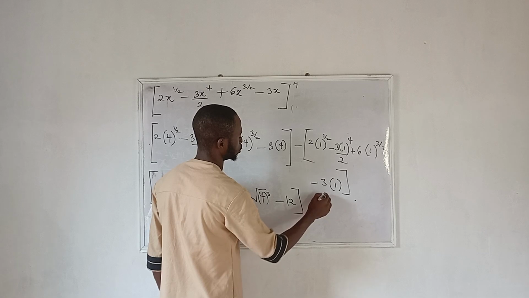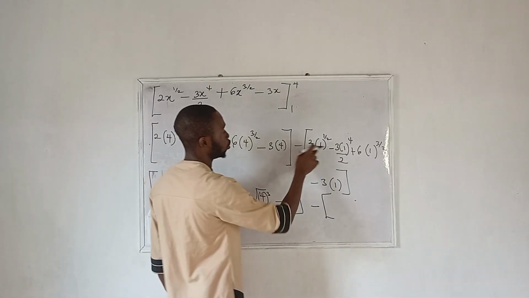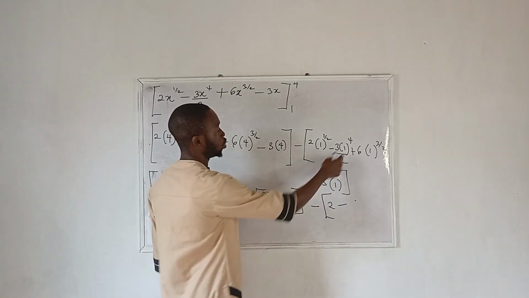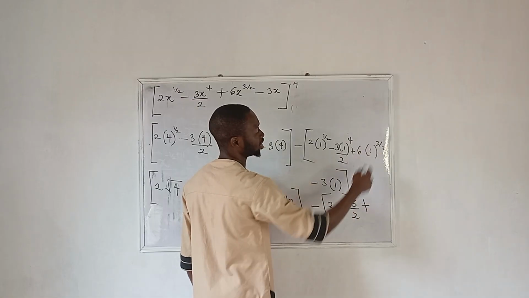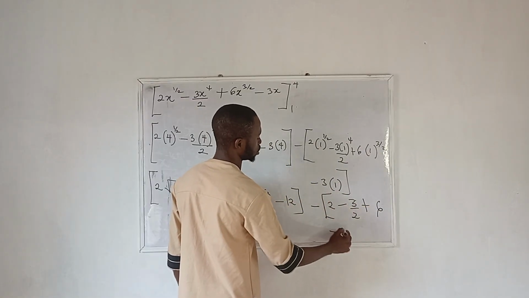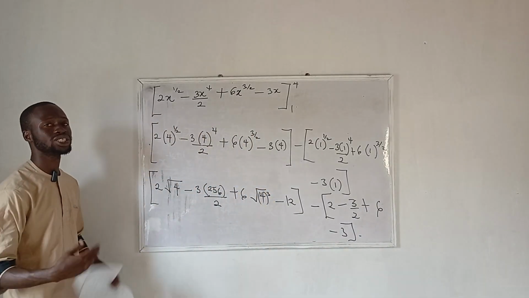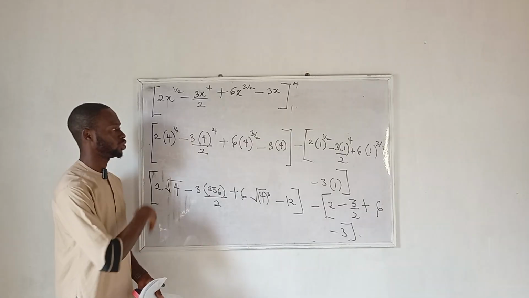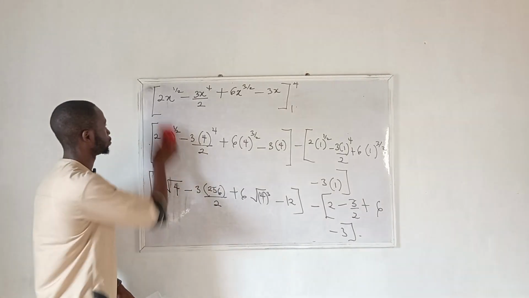The other side will give us minus, open a bracket, 1 raised to the power of 1 over 2 still gives us 1. 1 times 2 is what? 2 minus 1 raised to the power of 4 still gives us 1. 1 times 3 is 3. We have 3 over 2 here. Then plus 1 raised to the power of whatever, it still gives us the same thing. 1 times 6 is what? 6 minus 3. So we simplify, continue to simplify until we arrive at our destination. But when you're solving it in your JAMB exam, you can actually skip so many steps that I'm overemphasizing on. Is that okay?